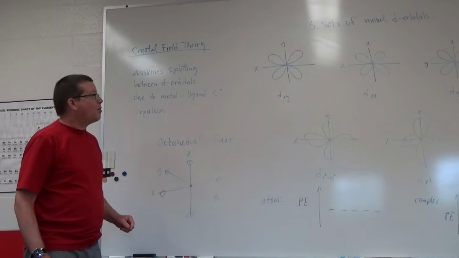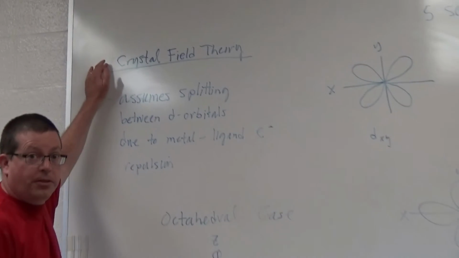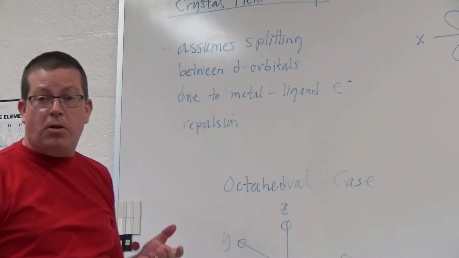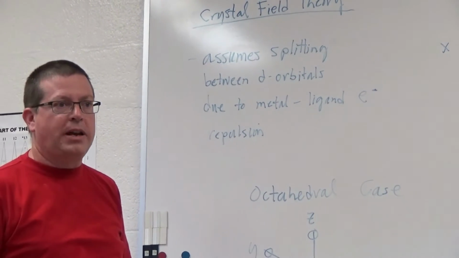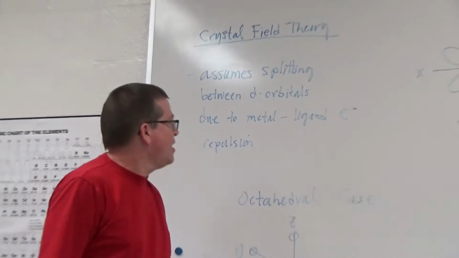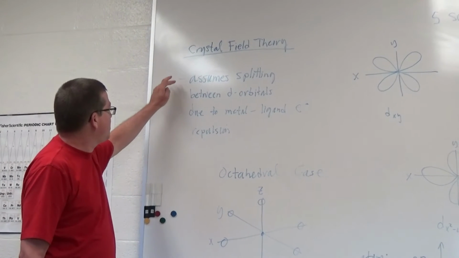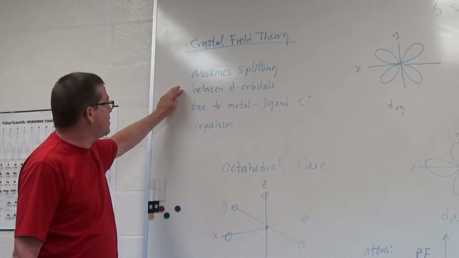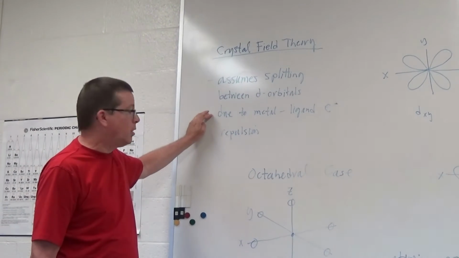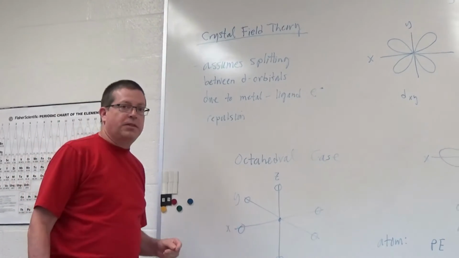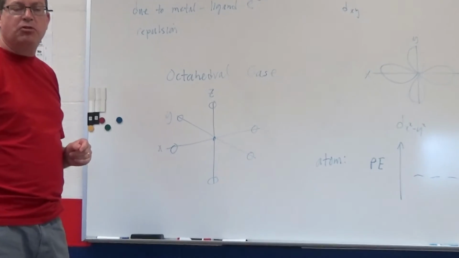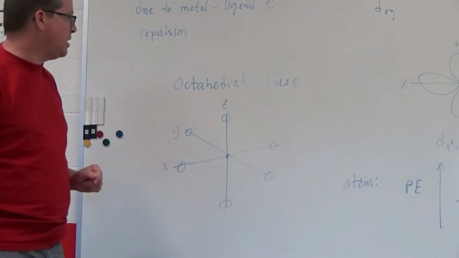Alright, this video is going to be a discussion of crystal field theory, which is our accepted theory for describing the bonding that occurs between ligands and metal ions in a complex or a complex ion. The assumption of this theory is that we're going to have splitting occurring between the d orbitals of the metal ion due to metal-ligand electron repulsion. So what I want to do is start with a simple octahedral case, and we'll come back and tell you a little bit more about the other geometries, but we can do a simple derivation for the octahedral case.